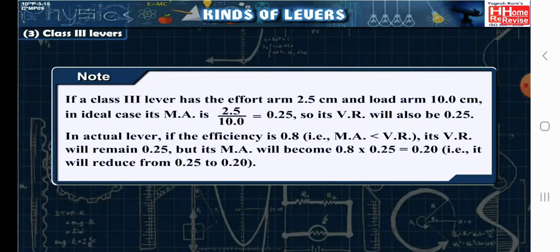In actual lever, if the efficiency is 0.8, that is, MA is less than VR, its VR will remain 0.25, but its MA will become 0.8 into 0.25 is equal to 0.20. That is, it will reduce from 0.25 to 0.20.